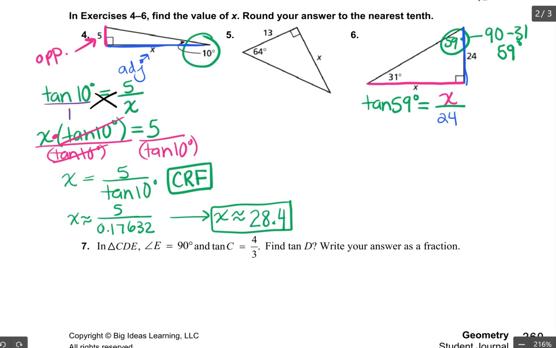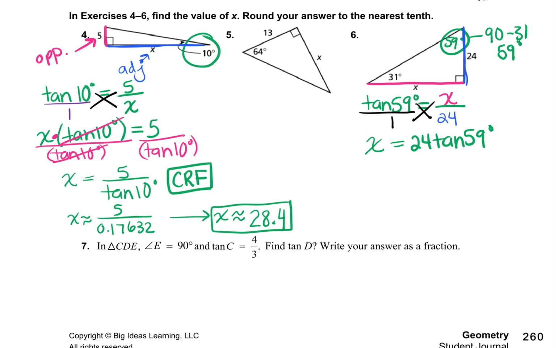Again, you can do the same thing. Put this over 1 and then cross multiply. And now x times 1 is simply x equals, and then it's 24 times the tangent of 59 degrees. So by using the 59 degree angle, this was just a 1-step equation instead of 2.